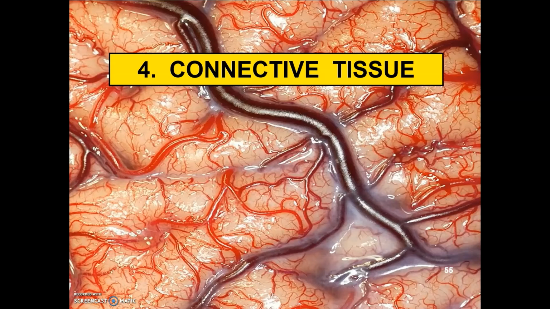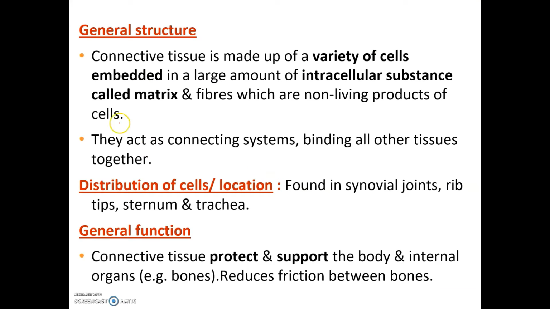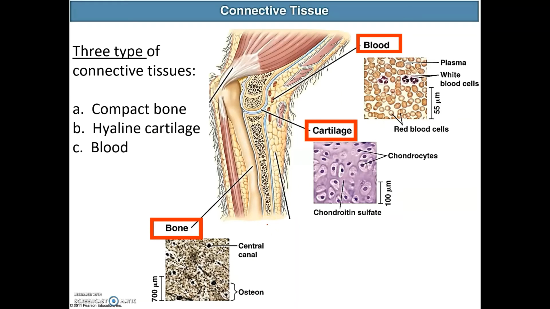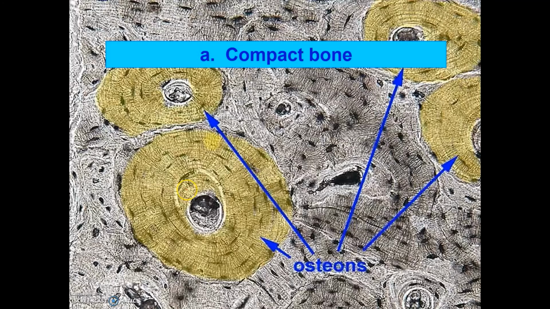Okay, so next we are going to discuss connective tissue. Connective tissue is the tissue which connects the whole system, binding all other tissues together. So the general function is to protect and support the body and internal organs, and reduce friction between bones. It depends on the types of connective tissue. So we have three types of connective tissues here. First is compact bone, second is hyaline cartilage, third is blood.